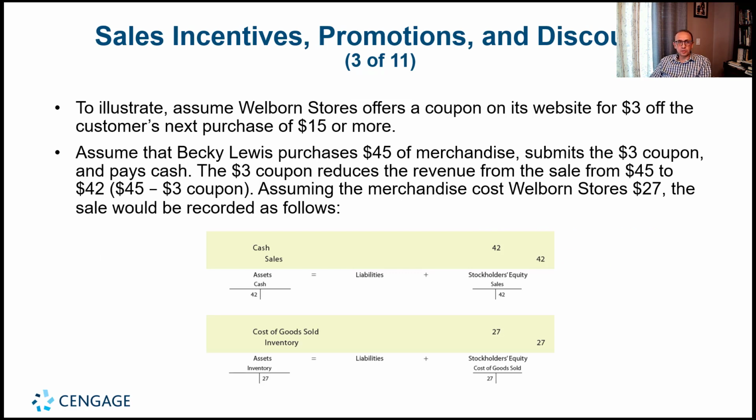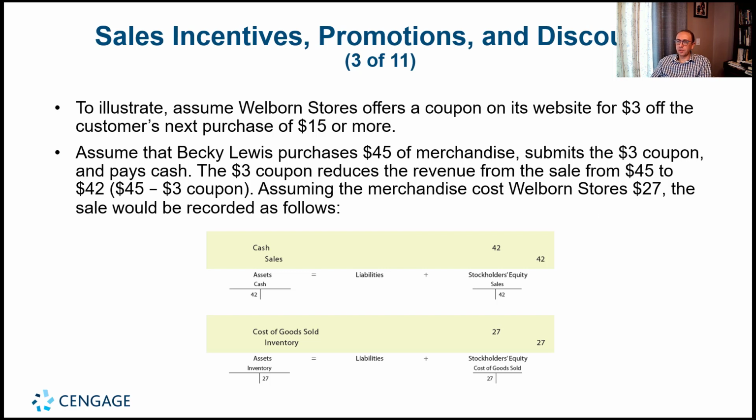Assume Wellborn Stores offers a coupon on its website for $3 off the customer's next purchase of $15 or more. Also assume that Becky Lou purchases $45 of merchandise, submits the $3 coupon, and pays cash. The $3 coupon reduces the revenue from the sale from $45 to $42. So assuming the merchandise cost Wellborn Stores $27, how are we going to record this transaction?